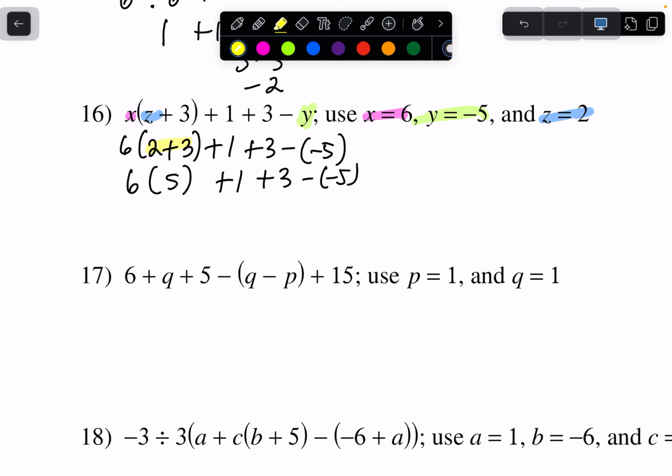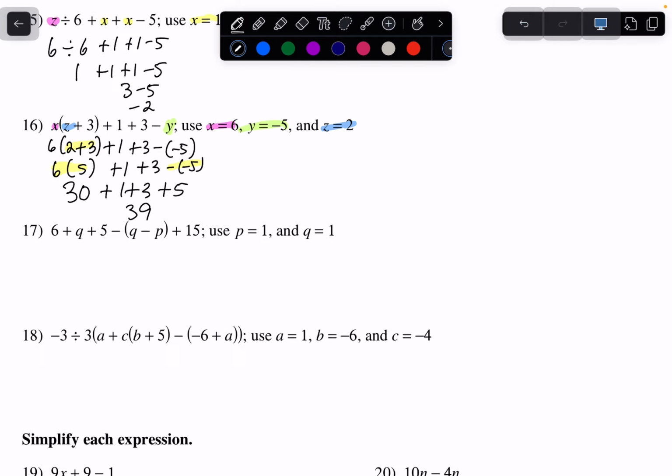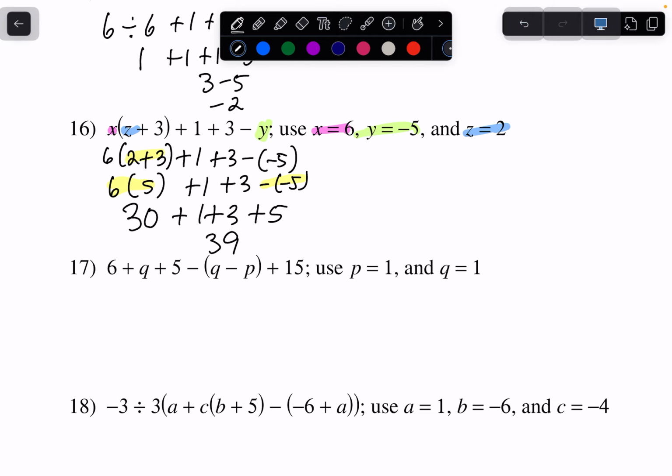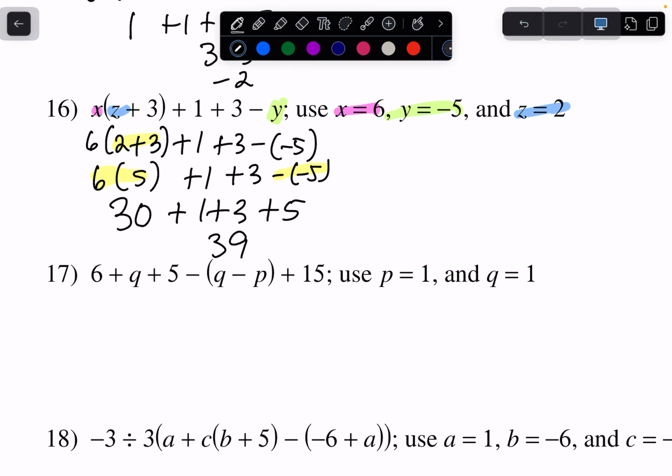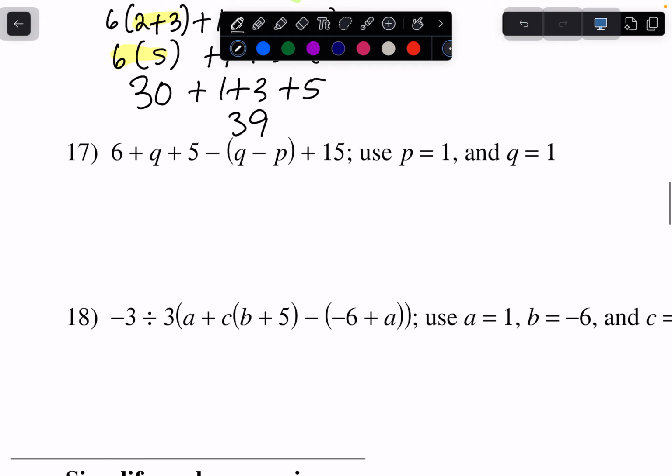Now we technically have 2 multiplications at this point. Those 2 negatives can be rewritten nicer. So we get 30 plus 1 plus 3 plus 5. It's just a nice long addition. 30 plus 1 is 31, plus 3 is 34, plus 5 is 39. So pretty straightforward there. So let's skip 17. You can do that one instead.